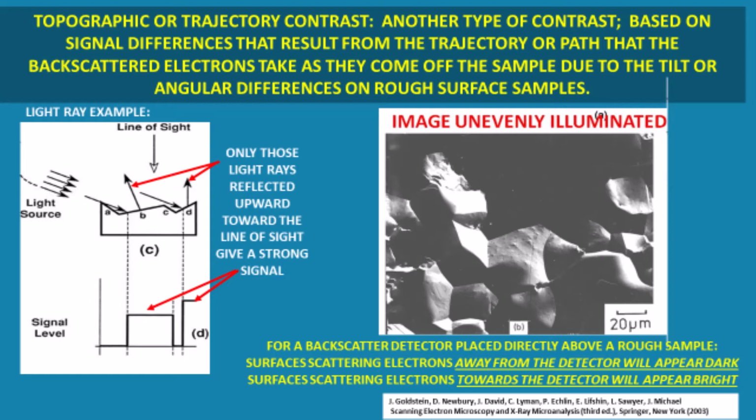In this image, we show a light analogy as to how topographic contrast works. For light rays incident at an angle on a non-flat surface with rough surface features, as shown in the left-hand diagram, only those light rays that are reflected toward the observer at the top of the diagram will appear bright. The rays deflected away from the observer will appear dark. Such an unevenly illuminated surface reveals its topographic features, as shown in the right-hand photo.